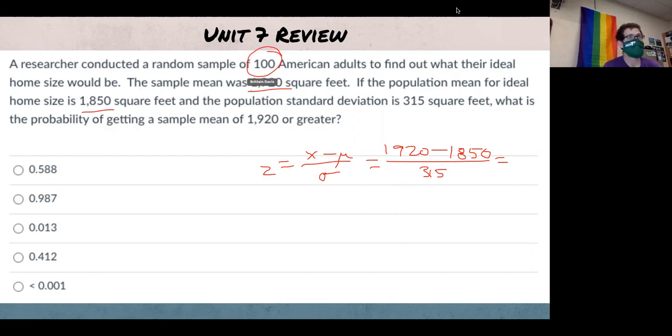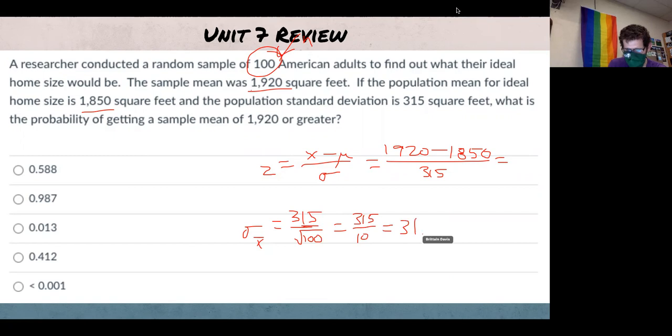But we're looking for the probability of getting a sample mean from a sample of 100, and the sample mean is 1920. So basically we're asking, what's the probability of getting 100 homes that are that big out of a random sample? Well, then the probability goes down. So first of all, we need to find the standard deviation for a sampling distribution of sample means. That's going to be our 315 divided by the square root of n, which is 100, because there's our sample size again. So that's 315 divided by 10, which is 31.5. So in our calculation, we don't want to use 315, we want to use 31.5.